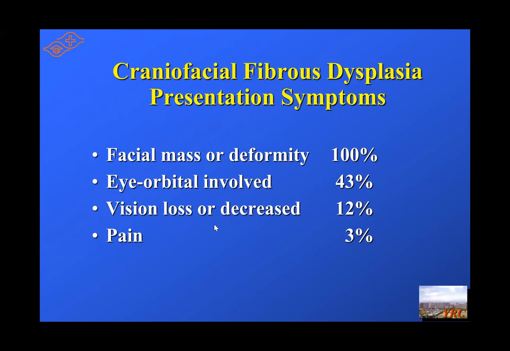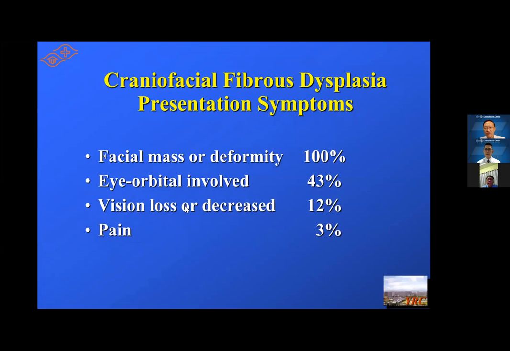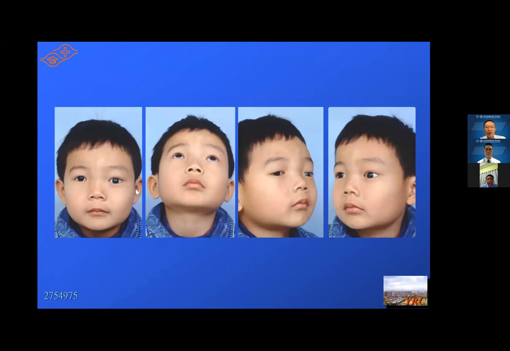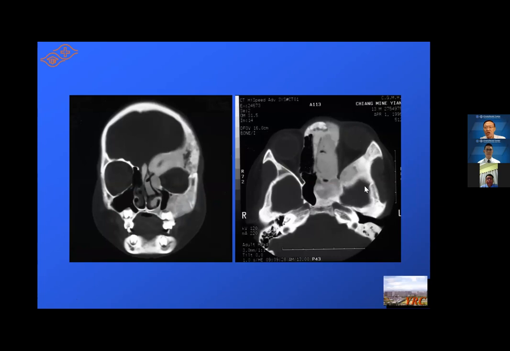And well, 12% have some vision loss or decreased vision because of orbital area involvement. And 3% have pain because of cystic degeneration and expansion whenever there's a menstruation. They are all females. The typical case is this boy with the eye proptotic and displaced, found early at 5 years old. You can see the X-ray and CT show involvement of the sphenoid, zygoma, and sphenoid body.